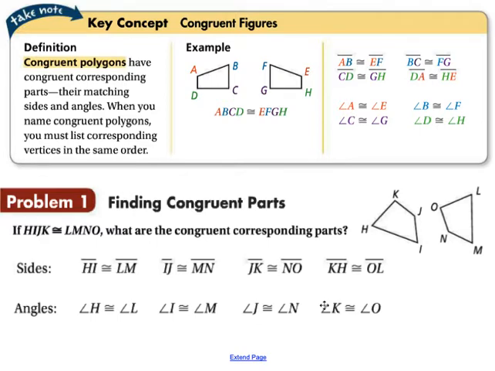Remember, in order for congruent polygons to be congruent, every one of their angles must be equal, and every one of their sides must also be congruent in length.